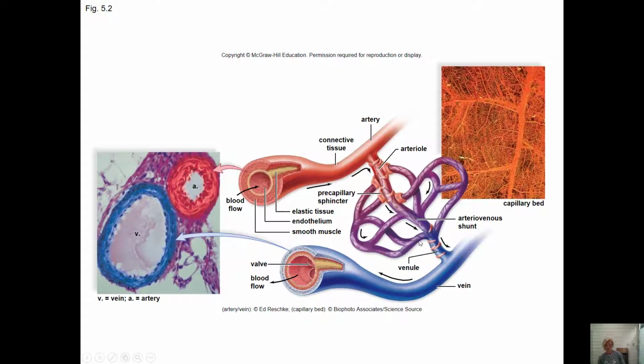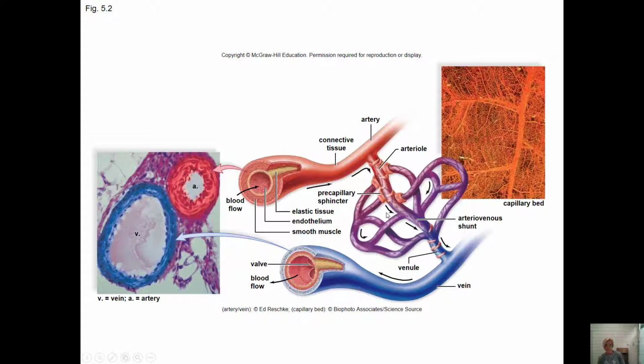So connecting arteries and veins, we have capillaries. Capillaries have only one layer of tissue, so they do not have a smooth muscle layer. They're very thin, simple squamous epithelium vessels, which are the sites of exchange. So they're porous, they're leaky.